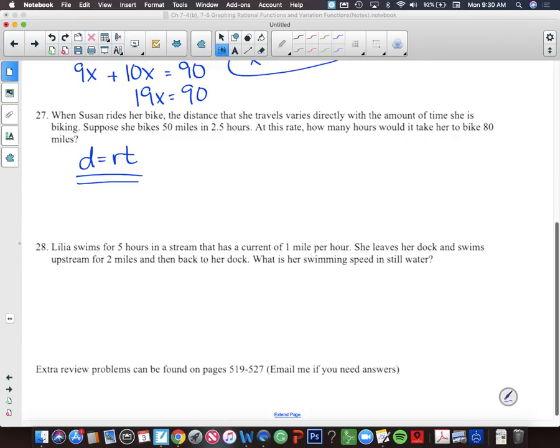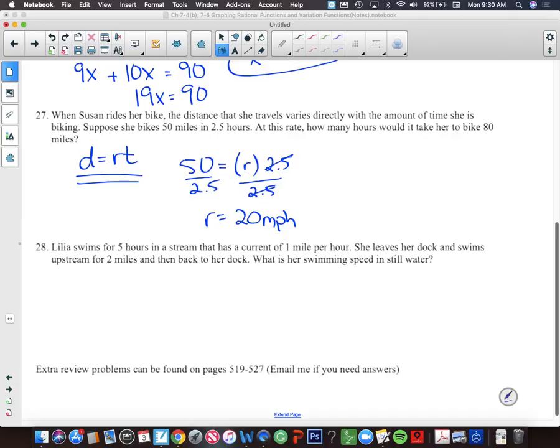Distance equals rate times time is usually a direct variation type problem. Okay, suppose she bikes for 50 miles. That's distance, and it takes us 2.5 hours. So that's rate, I don't know. 2.5 is my time. At this rate, how many hours would it take her to bike 80 miles? So let's figure out what rate she's going. And you can do this problem with common sense. So divide by 2.5, and we get her rate to be 20 miles per hour.